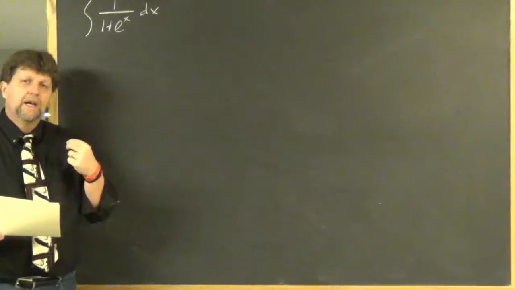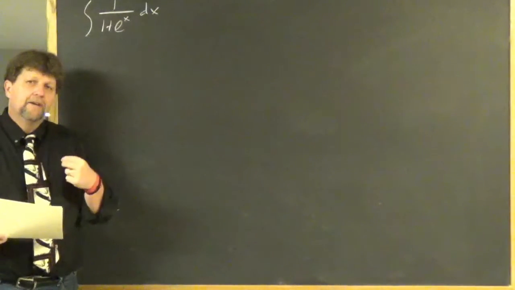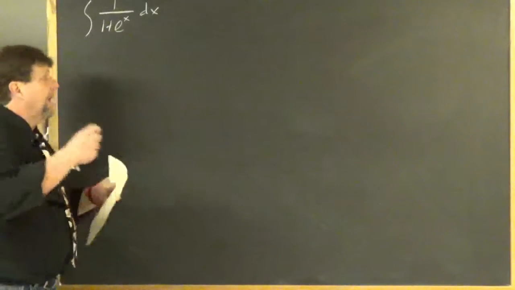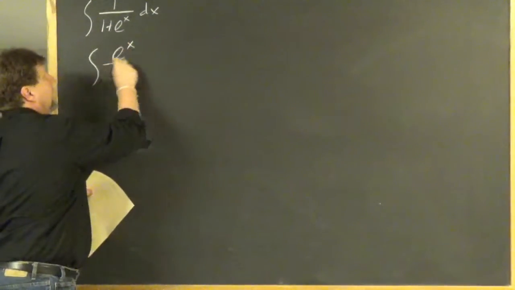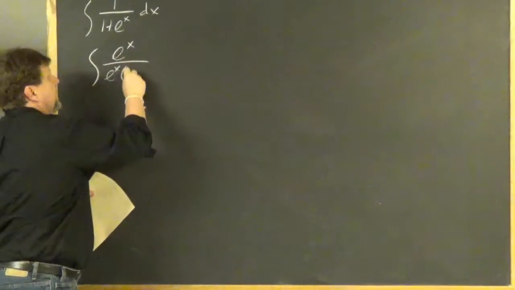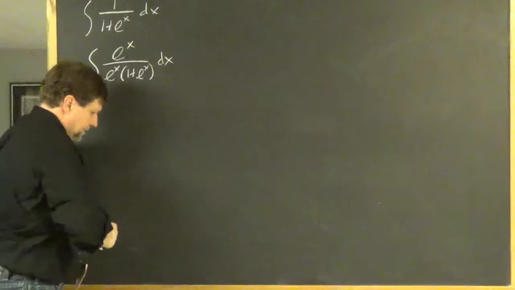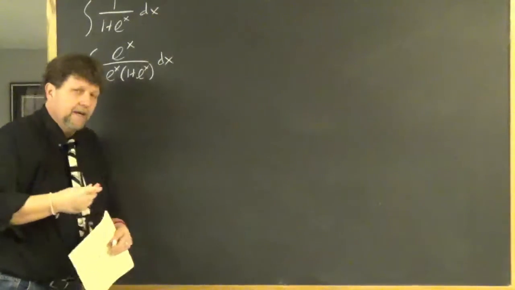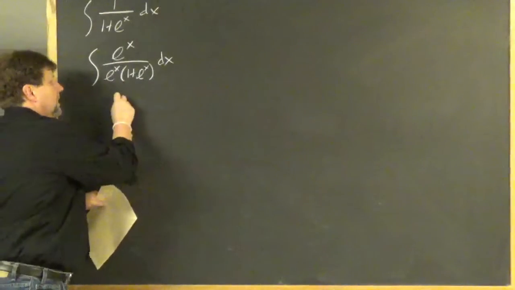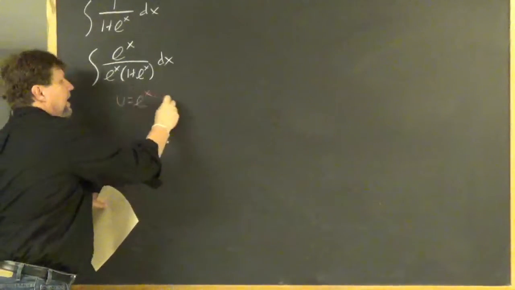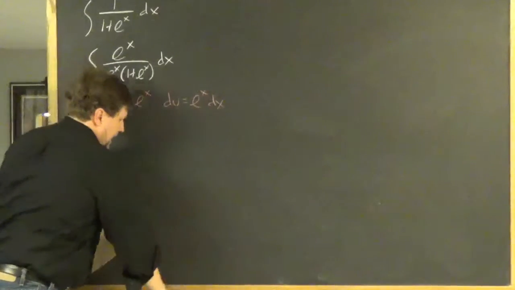You have to multiply the integrand. You have to multiply the numerator and denominator by e to the x. So you have to rewrite this as e to the x over e to the x times 1 plus e to the x dx. Then it becomes a basic u sub. Let u equal e to the x. du is e to the x dx.